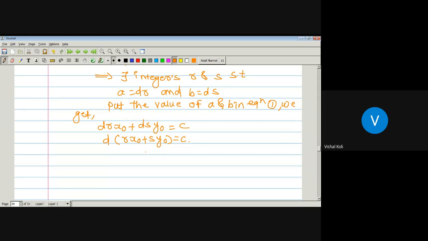Now as c is a multiple of d, r x naught plus s y naught must be an integer. Since r, s, x naught, y naught are integers, their linear combination is again an integer. As c is a multiple of d, then by the definition of divisibility, d must divide c, and that is what we have to prove, and hence the proof. So the only if part is proved.